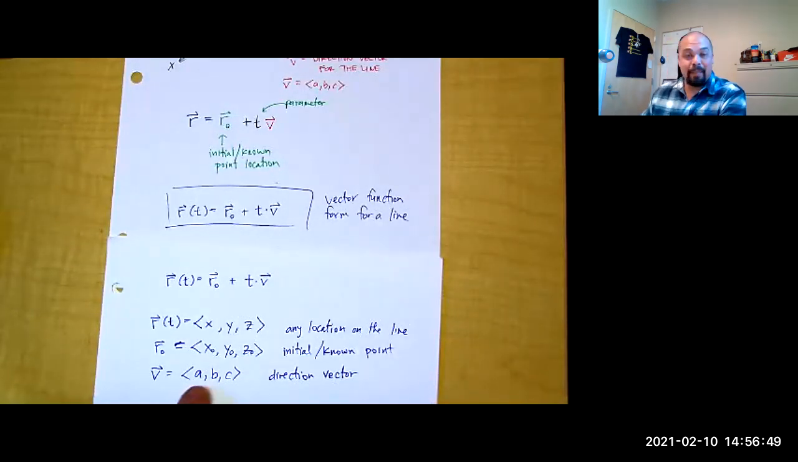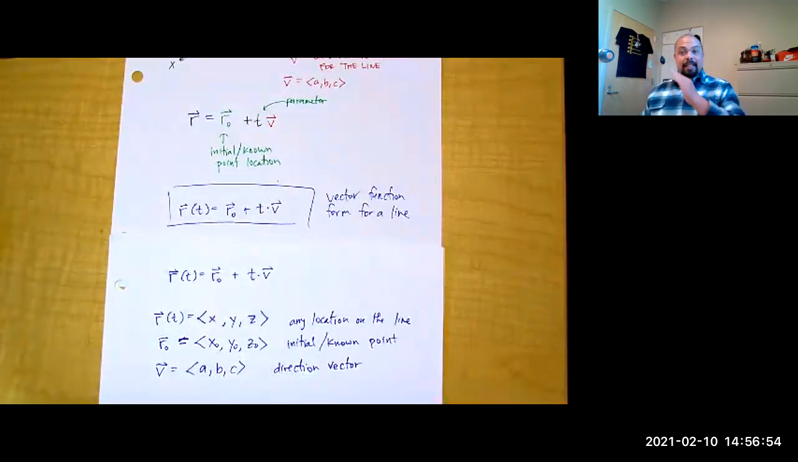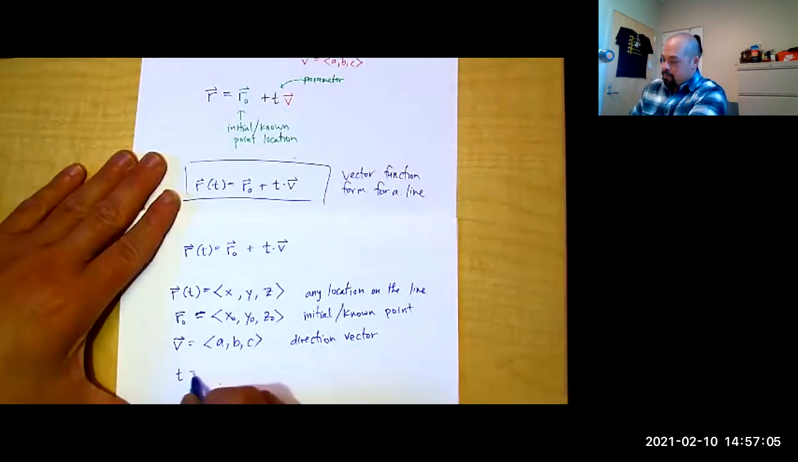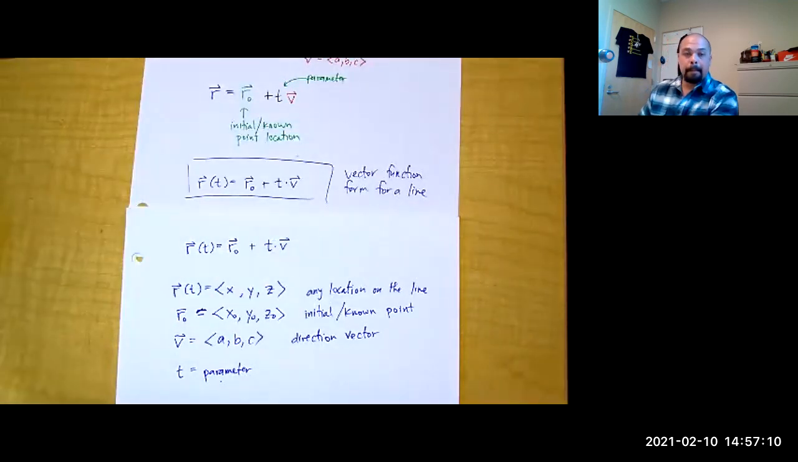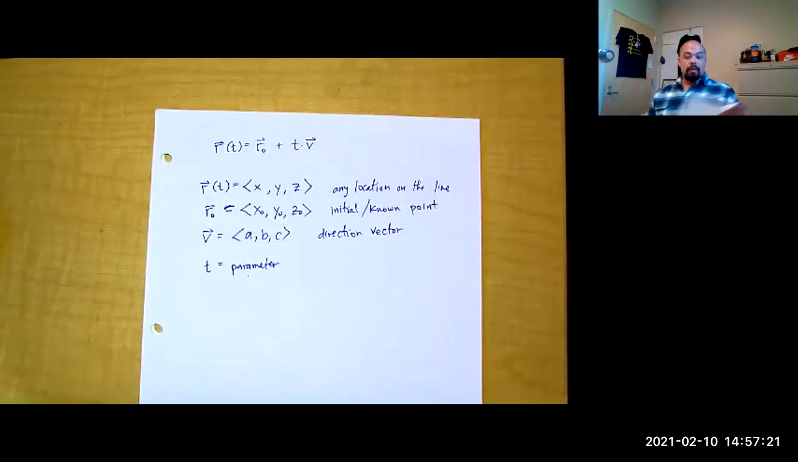So in some respect, this a, b, and c is like our slope in x, y, z, how it's slanted, how we're growing or decreasing in the x, y, and z directions. And then lastly, that t is just our parameter. That's just giving us our way of progressing along that line.